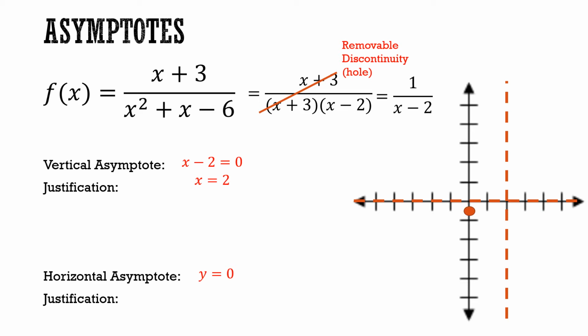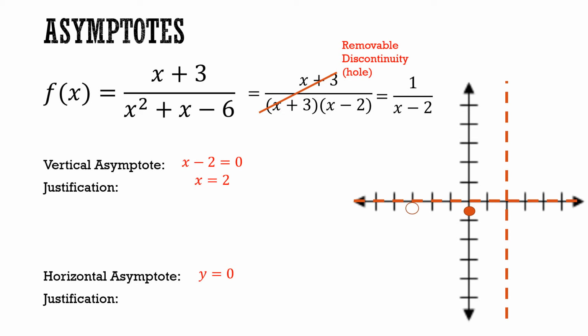Since I had a hole in my graph, I also like to plot the hole. And if you remember, your hole was at negative 3. So if you take your negative 3 and plug it back into the simplified function, you get 1 over negative 3 minus 2, or 1 over negative 5, or negative 1/5. So negative 3, negative 1/5 would be my hole. And I'm going to put a hole there on my graph at approximately negative 1/5.